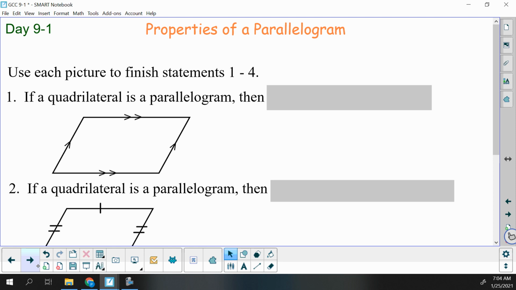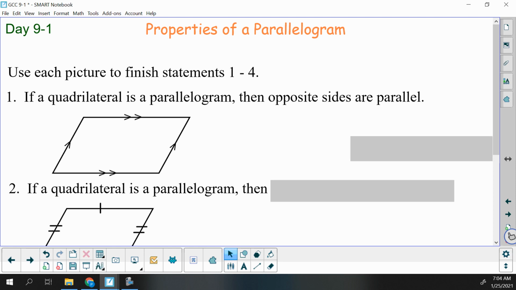So, properties of a parallelogram. If a quadrilateral is a parallelogram, then one thing we know is that the opposite sides are parallel. You can be filling that in right in the gray box in your notes packet. If for some reason you don't have the notes packet yet, you can put this on a separate sheet of paper, or there's a digital version on Schoology in the class materials folder under Unit 9. You can print out the pages for today.